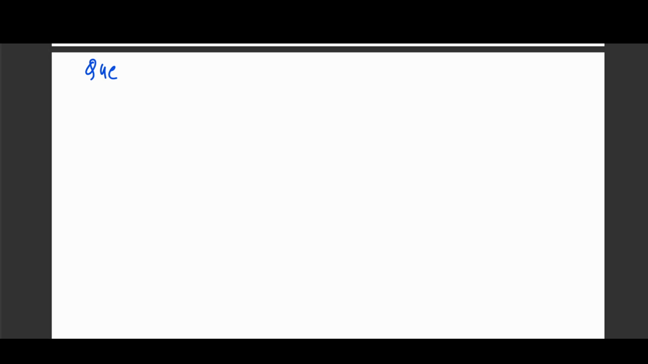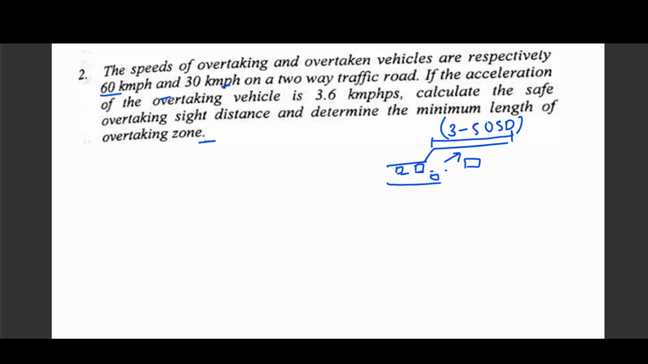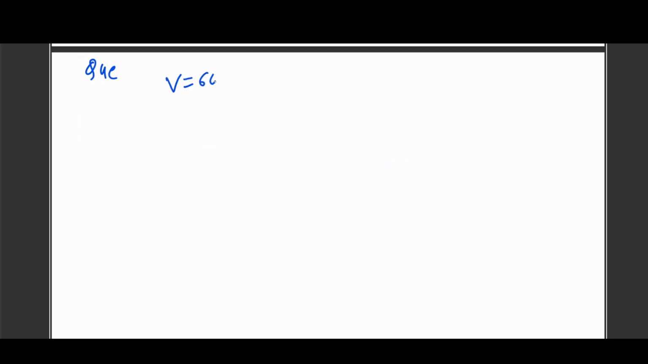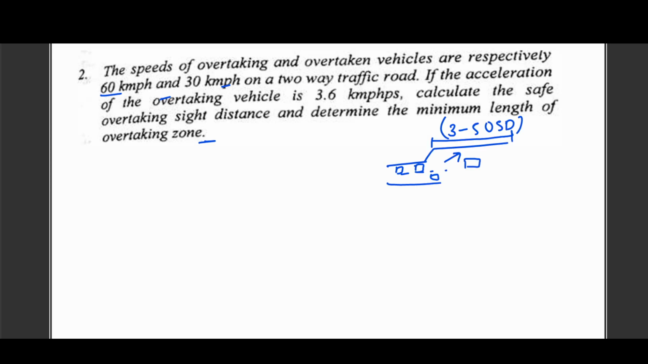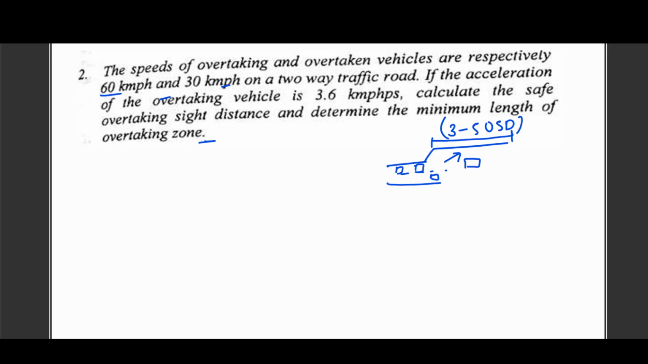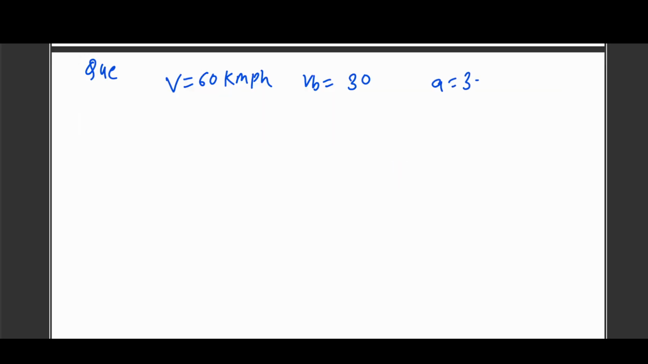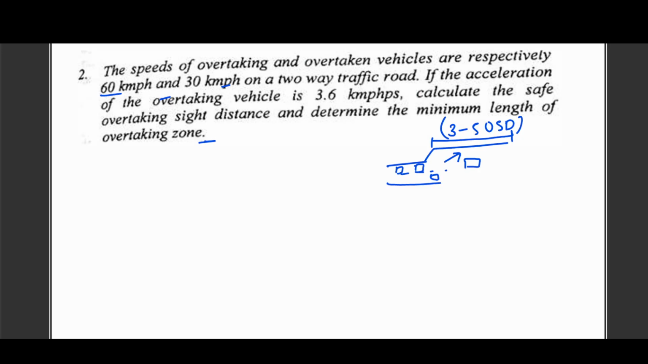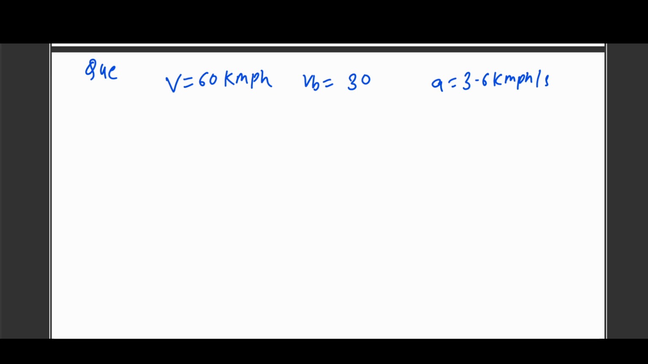So what is given? The speed of the overtaking and overtaken vehicles, that is the design speed, is given as 60 kilometer per hour, and the velocity of the slow moving vehicle is given as 30 km per hour. And a value is given as 3.6 km per hour per second. And we need to calculate the safe overtaking sight distance. Okay, so how do we calculate?